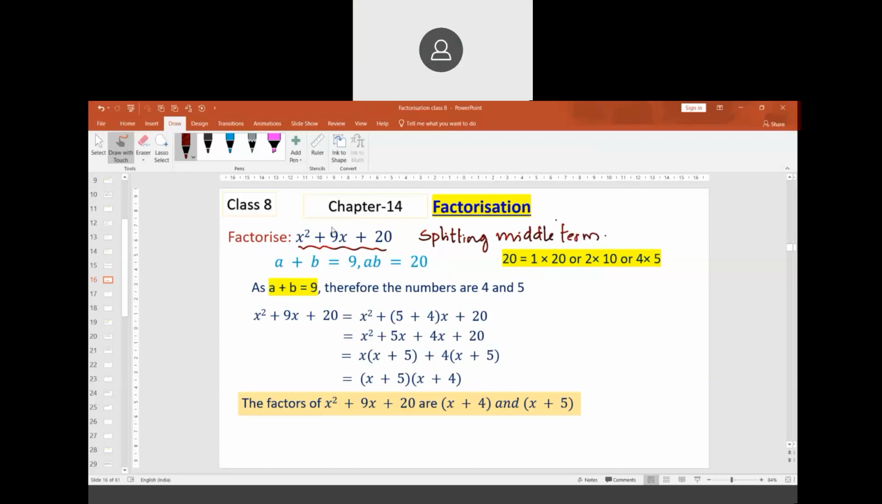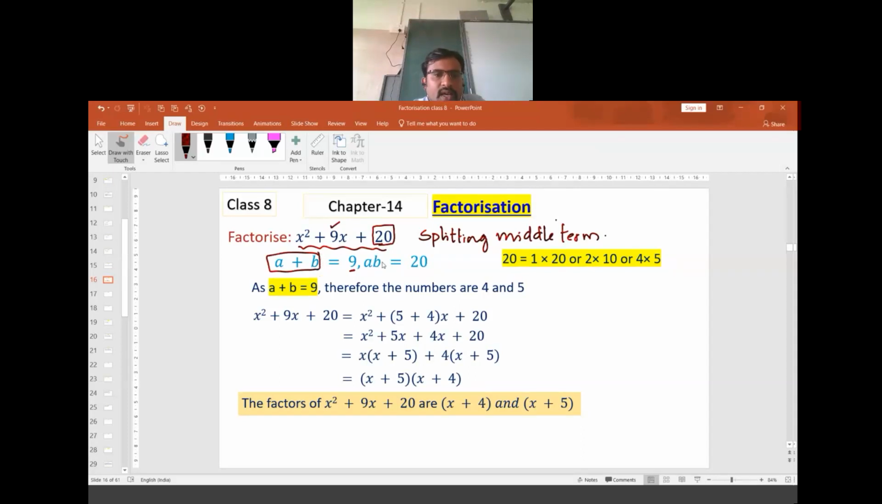So we have to look at the middle term here. It is 9. And this last one is called the product and this is called the sum. So we have to search two different numbers such that the sum is 9 and the product is 20. So 4 and 5 are those numbers which will give sum as 9 and product as 20.